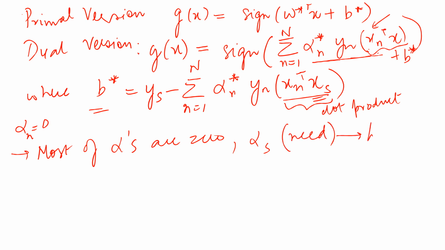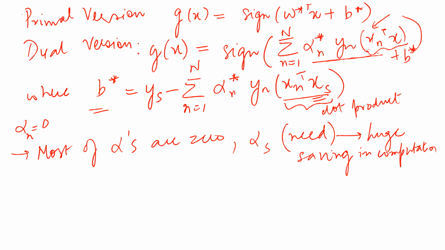This points to a huge saving in computation. Why? Because I know that most of these are zeros. What I mean by need is that we don't have many alpha values that are greater than 0. So that's what we need in the final hypothesis, and that's a huge saving.